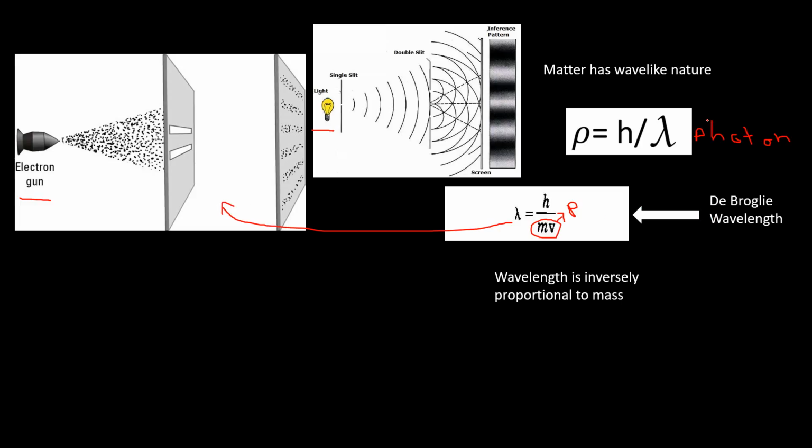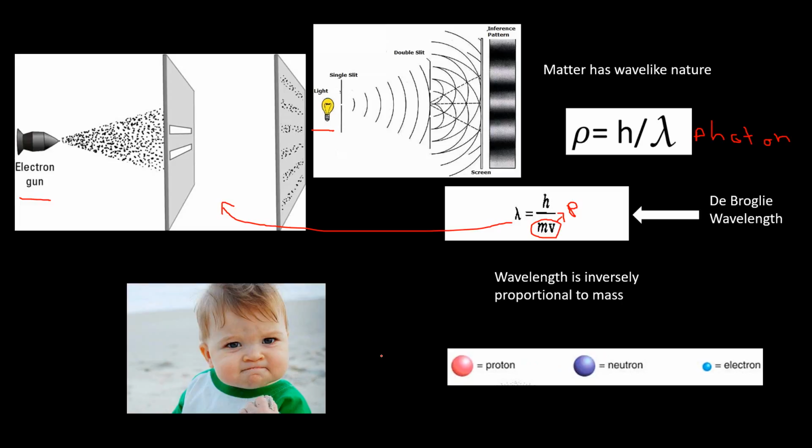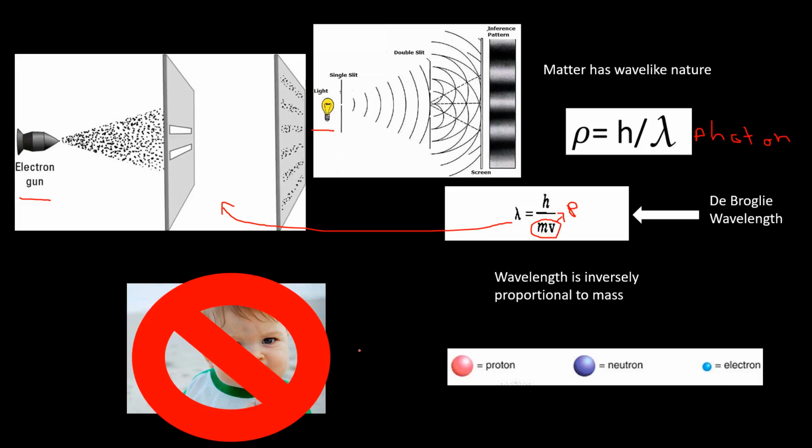So, photons and light have normal wavelength. Matter, like electrons and protons, have the de Broglie wavelength. And they should have a very small mass to have a considerable wavelength. A small mass is like that of an electron, a neutron, or a proton. And while a baby's mass is relatively small, a baby is definitely not small enough.